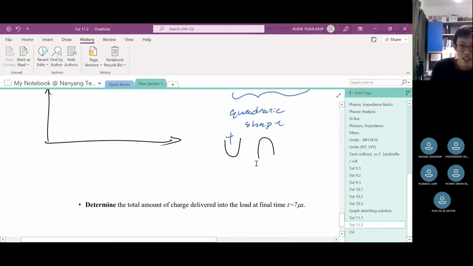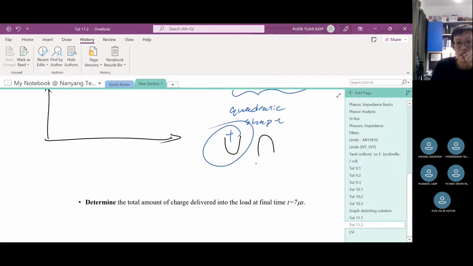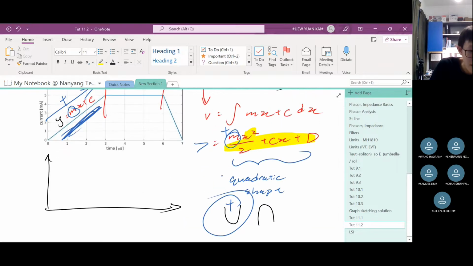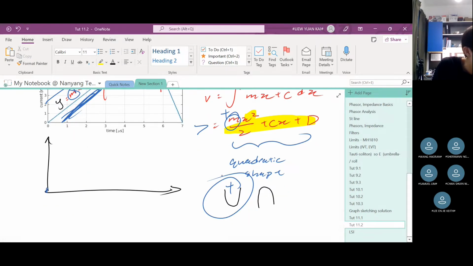Hence, the shape is this one, a smiley face. So we start from 0, then we curve upwards. Remember, we curve upwards until what? Until 25. So 0, 25. Like that. So this is a quadratic curve. Now, let us move on to the next part. So this is 0 to 3 microseconds.